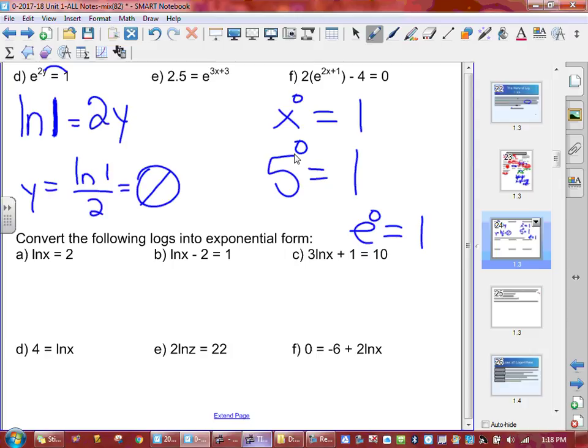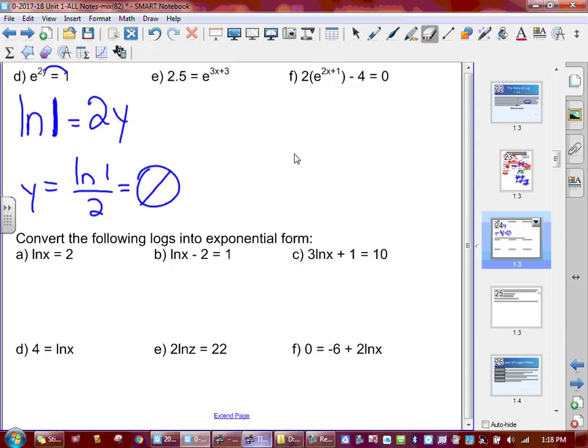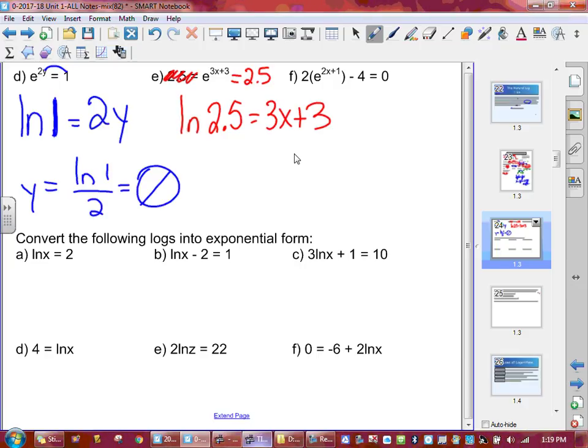Let's take a look at letter E now. Letter E has a couple things going on. So we're going to convert first. So I'm going to put this guy on the other side, 2.5. I don't like him over here. And now I'm going to write ln. So ln of 2.5 equals 3x plus 3. So this one has 2 extra steps now. So I can't solve it yet.